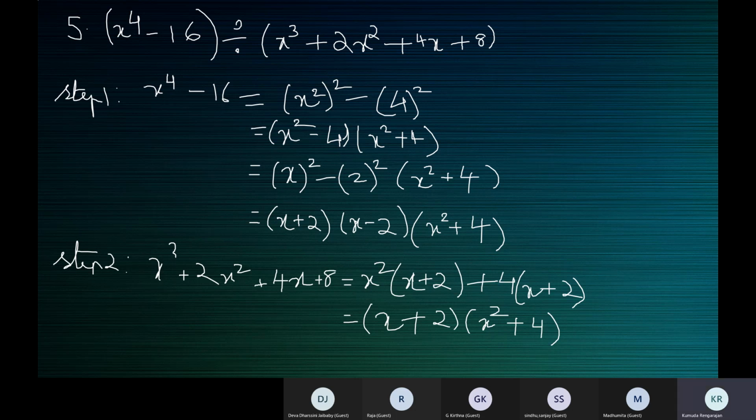The third step I'm not doing, children, so you know what to do. Step 3. Write the answer you got in step 1 divided by the answer you've got in step 2. As Kirtana told us, x plus 2 will get cancelled and x squared plus 4 will get cancelled from the numerator and denominator. So what remains in the numerator is x minus 2 and that's the quotient. x minus 2 is the quotient. Ma'am, after correcting the first step, I got the answer right, ma'am. Very good.